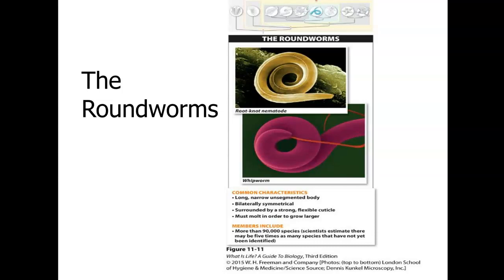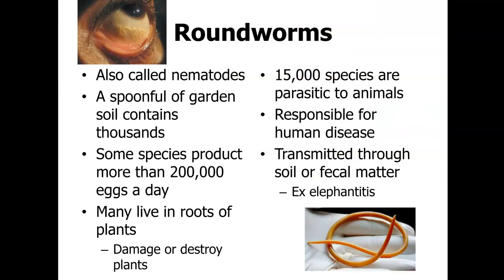Roundworms are not. They're going to be surrounded by a strong, flexible cuticle, and they have to molt in order to grow larger. So not adding to body size, these are molting. And there's going to be more than 90,000 species. With these, they are probably going to be the most abundant animals on Earth. A lot of these live as parasites in plant roots. They can actually damage or kill the plants.